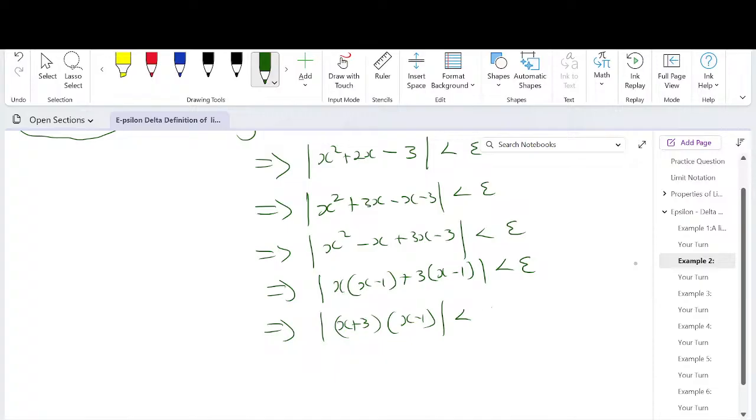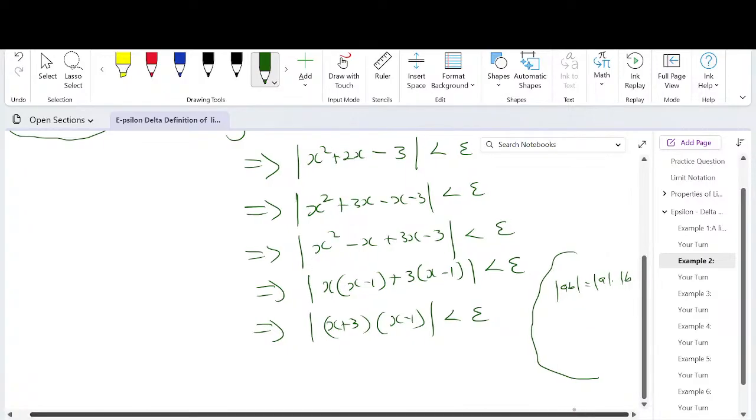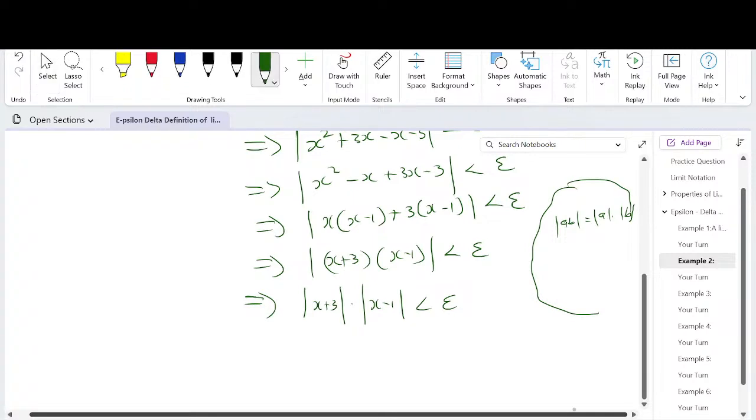is less than the epsilon. And if you recall again that the absolute value of A times B is the same as the absolute value of A times the absolute value of B. If you recall that, so I can do the same thing here. It implies that the absolute value of x plus 3 multiplied by the absolute value of x minus 1 is less than epsilon. And don't forget that this one, we know that this one is less than delta, right?